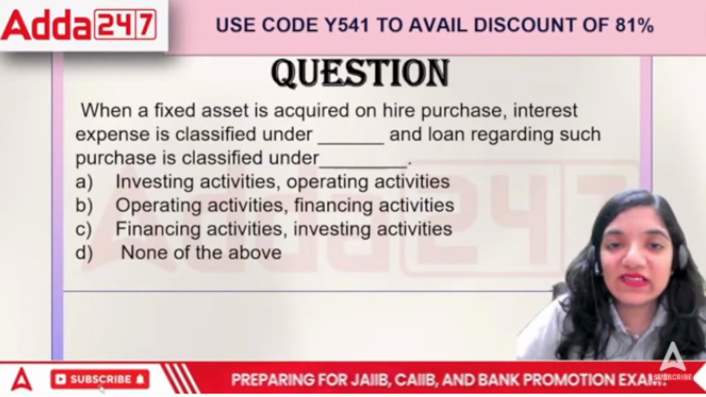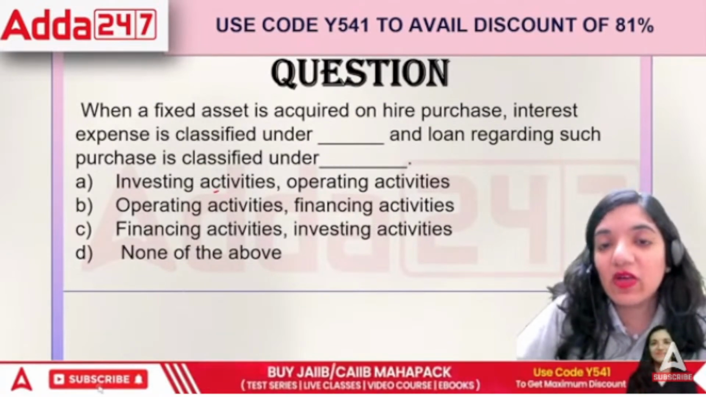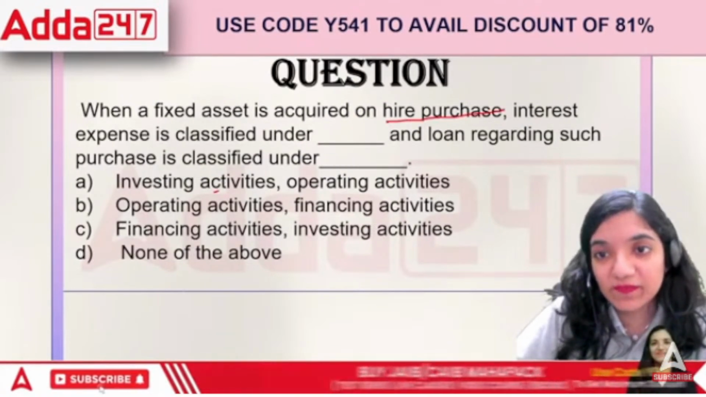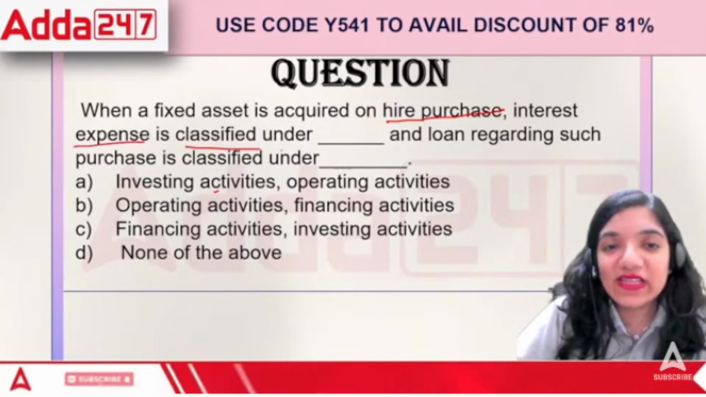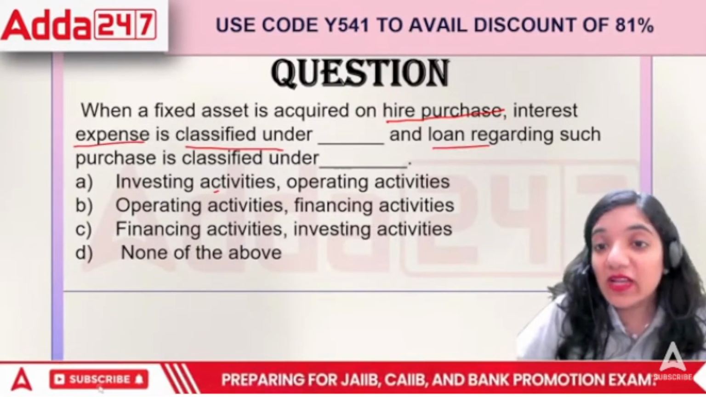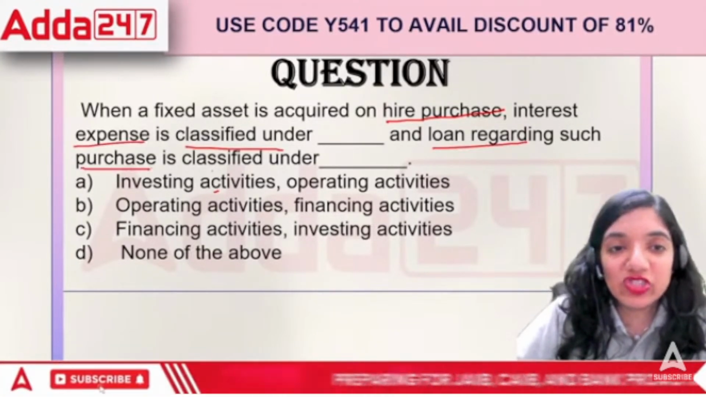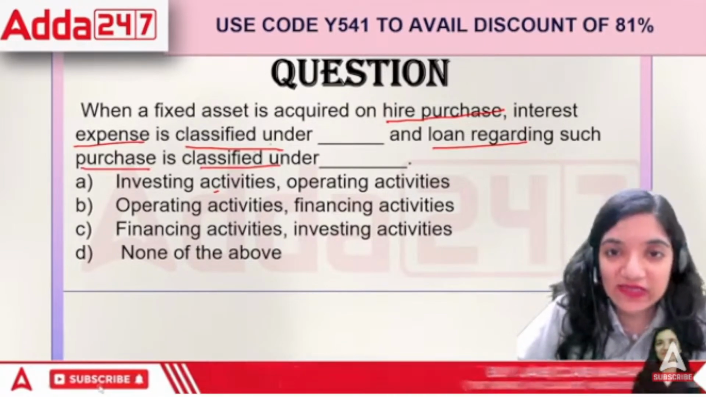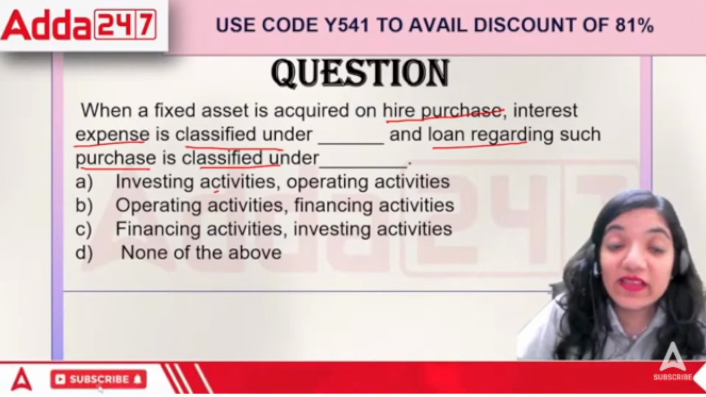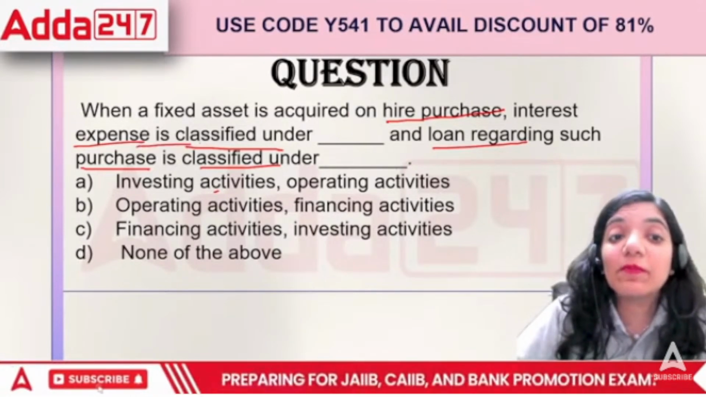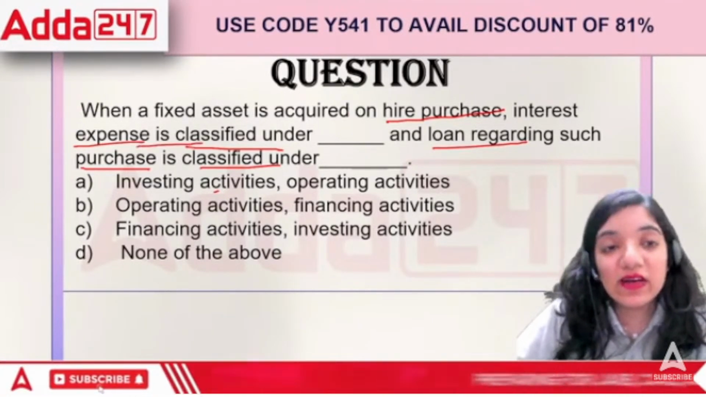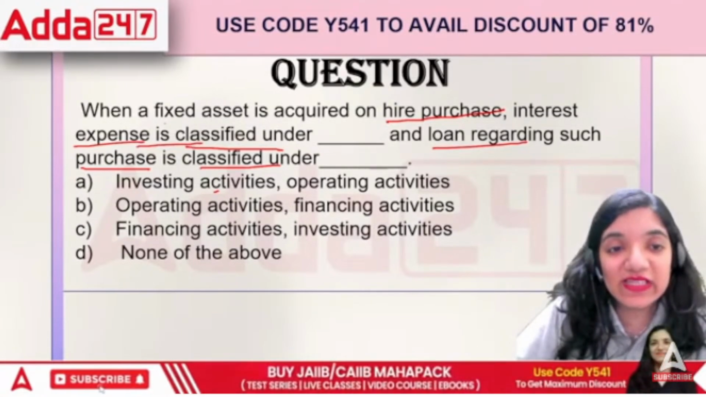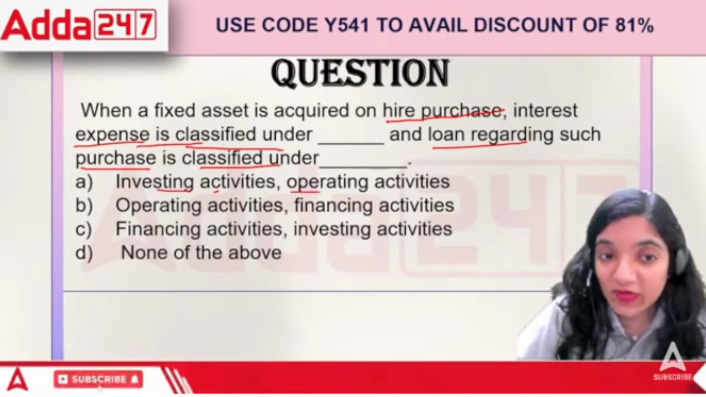When a fixed asset is acquired on hire purchase, interest expense is classified under dash and loan regarding such purchase is classified under dash. See, if I purchase a particular asset on hire purchase, then the interest that we are paying on that particular asset is basically investing or operating activity.